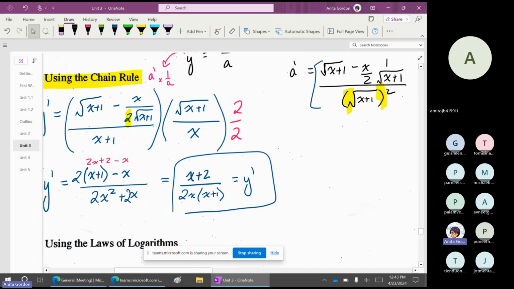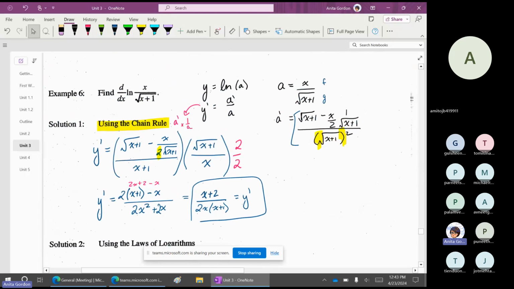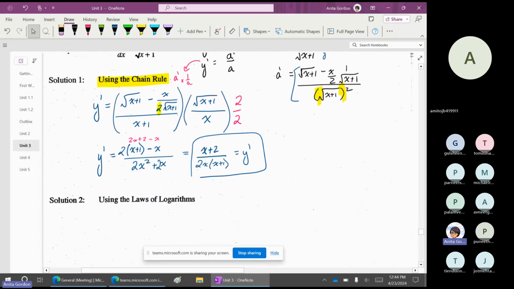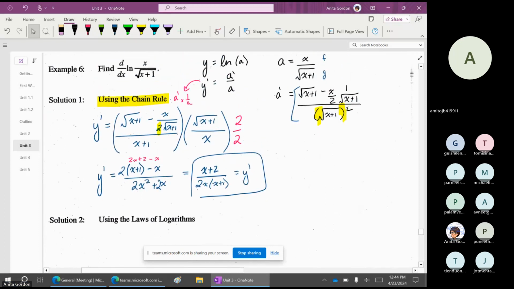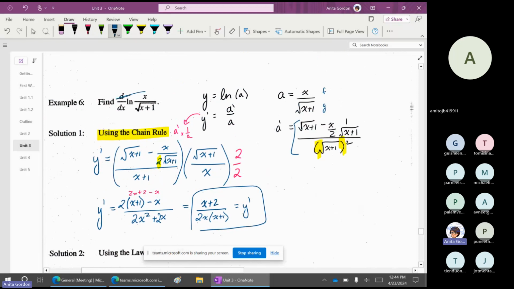Okay, so this method goes in chain rule, essentially brute force, just do what you see until you get down to the final answer. I'm going to show you another method. What if we use the laws of logarithms? How could I rewrite this? Whoopsie, that was not supposed to be an x there. How can I rewrite this using laws of logs?